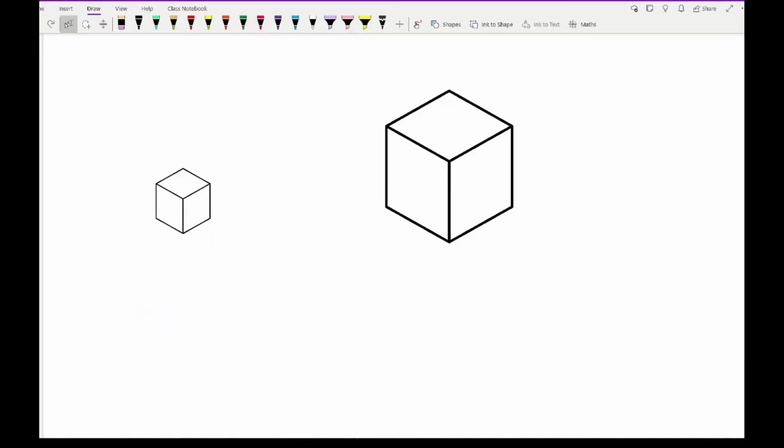So let's just have a look at another example. So let's say that this cube has got lengths of 2 centimeters, 2 centimeters and 2 centimeters. And let's say we're going to enlarge this shape by a scale factor of 3. So from here we've got our length as being 2 centimeters, and on this enlarged shape the length is therefore going to be 6 centimeters. So we just quickly label that.